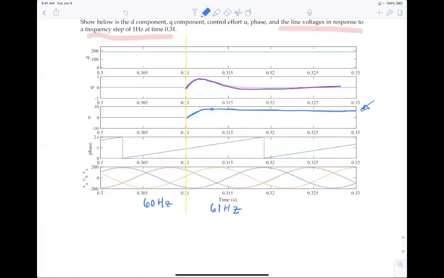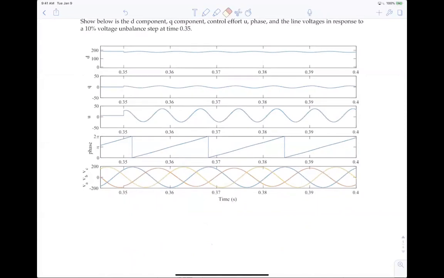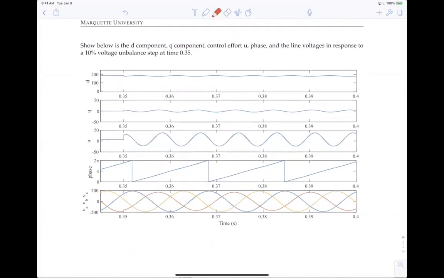Let's see, that would be about 6.28 radians, and this axis is 10, so that's looking about right. All right, let's move on to another transient we have here. This will be our last transient. This is a very challenging one.